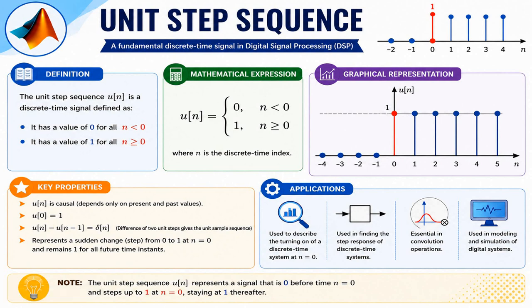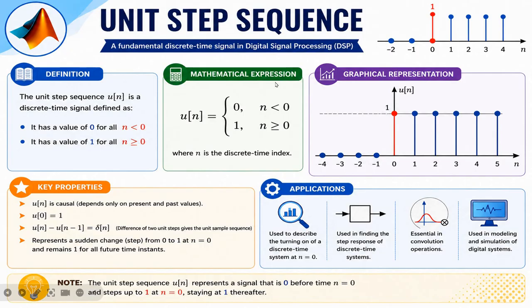The sequence has a value of 0 for all the negative values of n and a value of 1 for all the values of n greater than or equal to 0. This behavior represents the sudden activation or switching on of a digital signal and is commonly used to model systems that start operating at a specific instant.